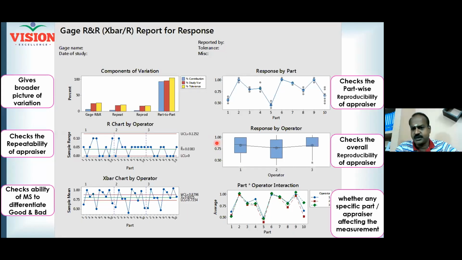Or you can plot yourself with any software or Excel. And now there are 6 graphs. Each graph has got a purpose. The first graph is the bar chart. The second graph is the R chart. We already mastered it. And the third chart is the X bar chart.